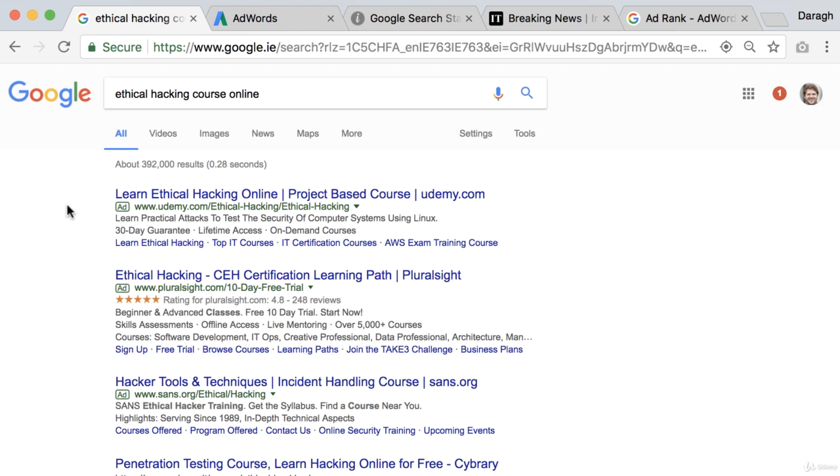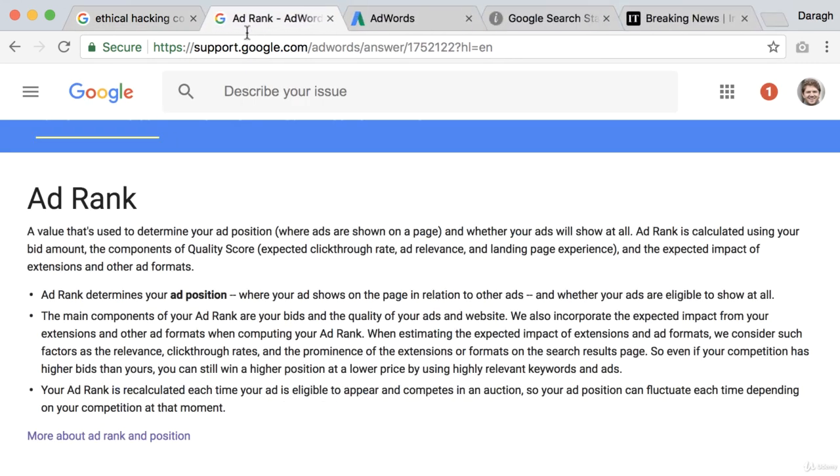But unlike a traditional auction where the only factor is price, so the highest bidder gets the top spot, in Google they've actually added in another factor, which is quality score, and it's those two factors combined that determine your ad rank, or who gets the top spot in Google, or what position you appear in. So it's called ad rank, and as it says here, it really determines the position of your ad, and ad rank is calculated by the bid amount multiplied by your quality score.